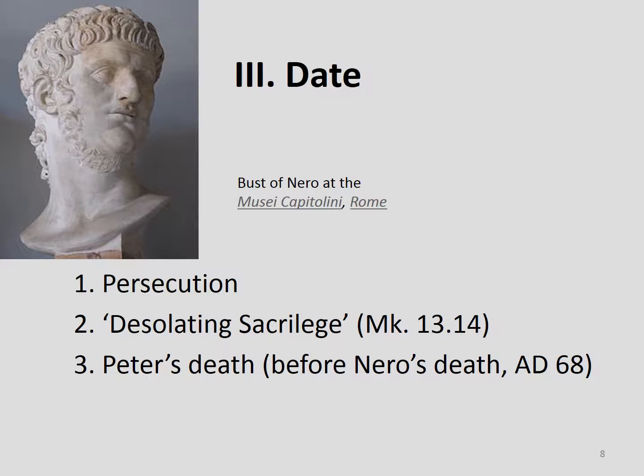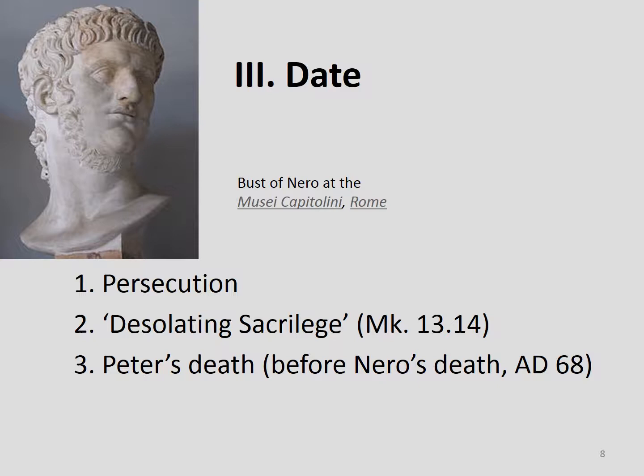The second point here on the screen is about the desolating sacrilege, a reference that we find in Mark chapter 13, verse 14. Jesus, on the Mount of Olives, in the apocalyptic discourse in Mark 13, makes reference to the desolating sacrilege set up where it ought not to be. And this phrase of desolating sacrilege is something that comes from Daniel. Now, Daniel had in mind that desolating sacrilege of Antiochus IV Epiphanes in 167 BC, when he enters Jerusalem, robs the temple, and orders that sacrifices of pigs ought to be made on the altar of the Holy of Holies.